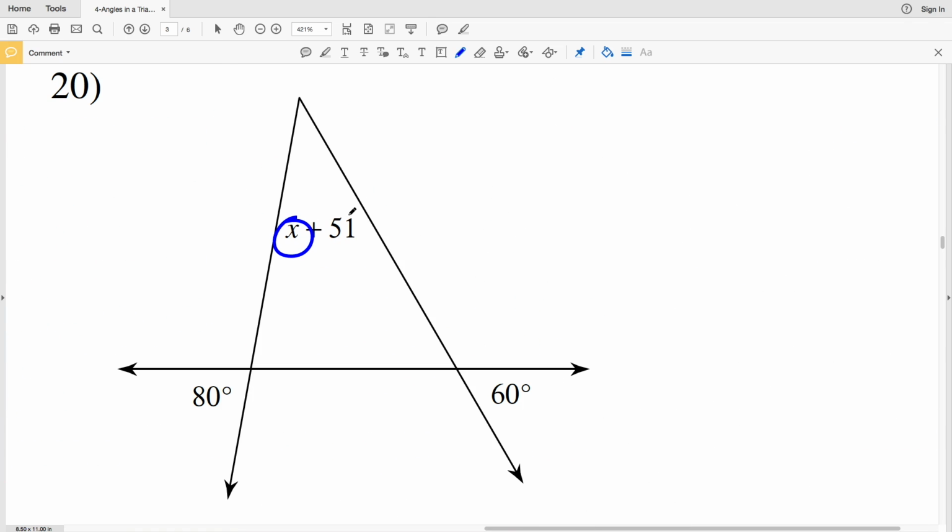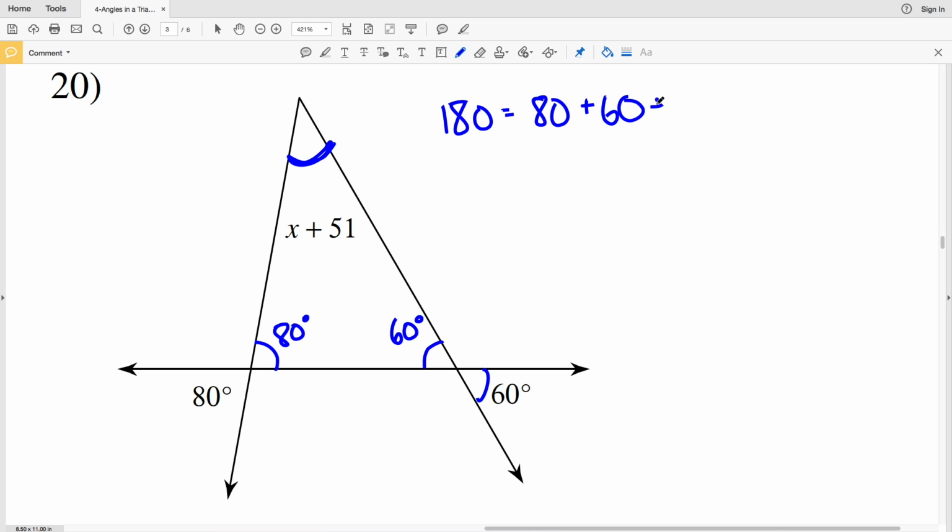In number 20, I'm solving for x again, given that the quantity x plus 51 equals this angle. 80 degrees forms a vertical angle with this angle, and therefore they're congruent. And 60 degrees forms a vertical angle with this angle, so this is also 60 degrees since they're congruent. So I have 180 equals 80 plus 60 plus x plus 51. Since x plus 51, 80, and 60 are all interior angles of a triangle, that sum will equal 180.